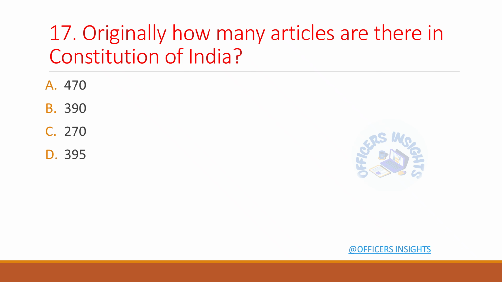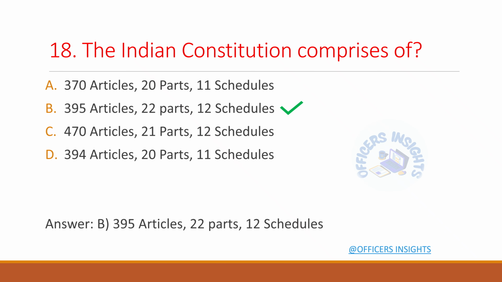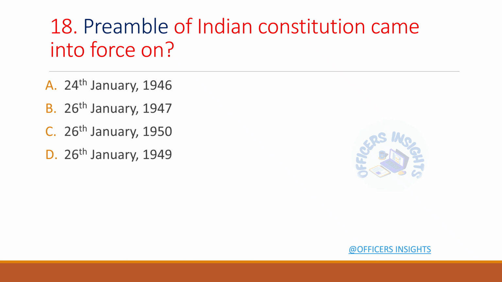Originally, how many articles are there in Constitution of India? Correct answer is option D, 395. The Indian Constitution comprises of. Correct answer is option B, 395 articles, 22 parts, 12 schedules. Preamble of Indian Constitution came into force on. Correct answer is option C, 26th January 1950.